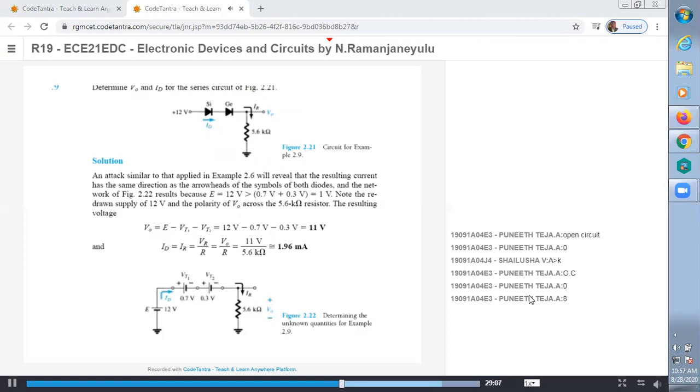Now consider another problem. Determine V0 and ID for the series circuit. Here, observe, this is the first diode. The first diode is the silicon diode. And what is the second diode? The second diode is the germanium diode. Here the load resistor is equal to 5.6 kilo-ohms.